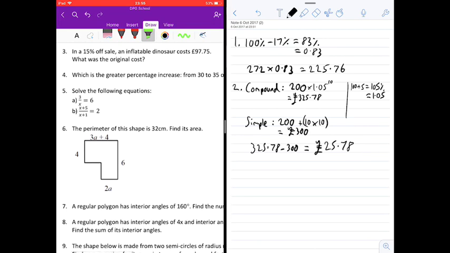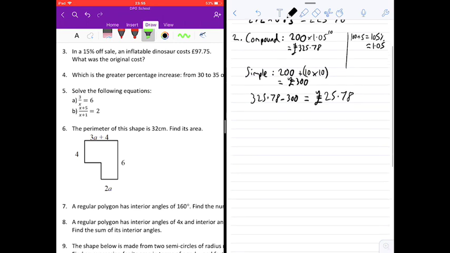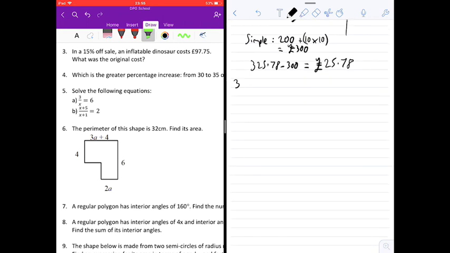Question 3 is a classic reverse percentages question. We've been given the new cost when a percentage change has already happened, and we've got to try and recover the original cost. Now, if I was applying a 15% off sale, I would start with 100%, I would take away 15%, that would leave me with 85%, and as a decimal multiplier, that would give me 0.85.